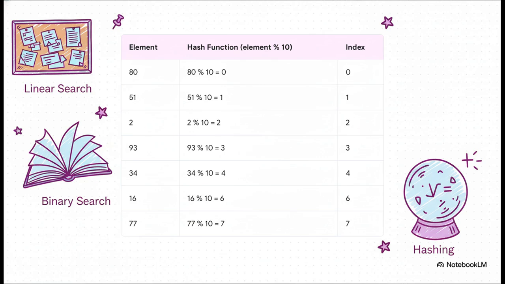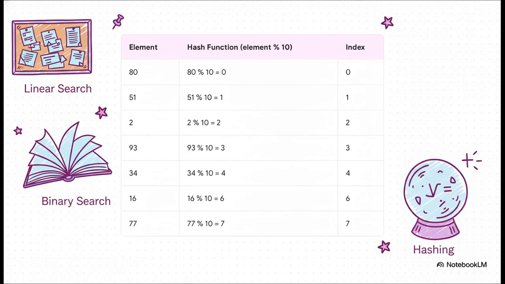Well, a really common and simple one is called the remainder method. Let's say we have a storage space with 10 slots numbered 0 to 9, and we get a number we need to store, say 77. The formula is divide the number by 10 and find the remainder. So what's 77 divided by 10? The remainder is 7. Perfect. So we put the number 77 directly into slot number 7.